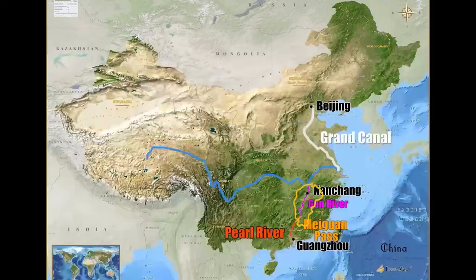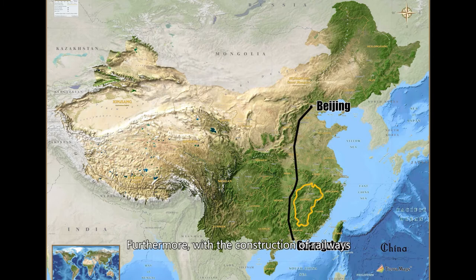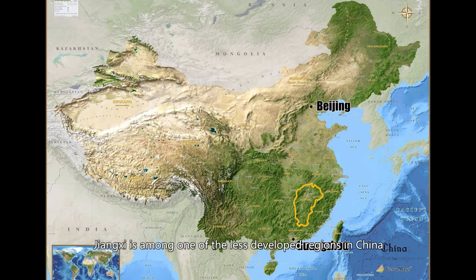With the opening of many other ports along the coast in the 19th century, the Gan River was not the only way to get in and out of China. Furthermore, with the construction of railways bypassing Jiangxi in the 20th century, this region declined and fell behind. Up until now, Jiangxi is among the less developed regions in China.